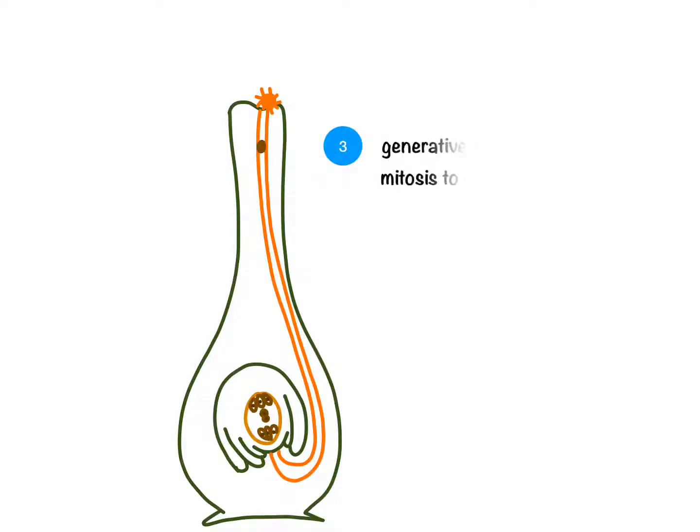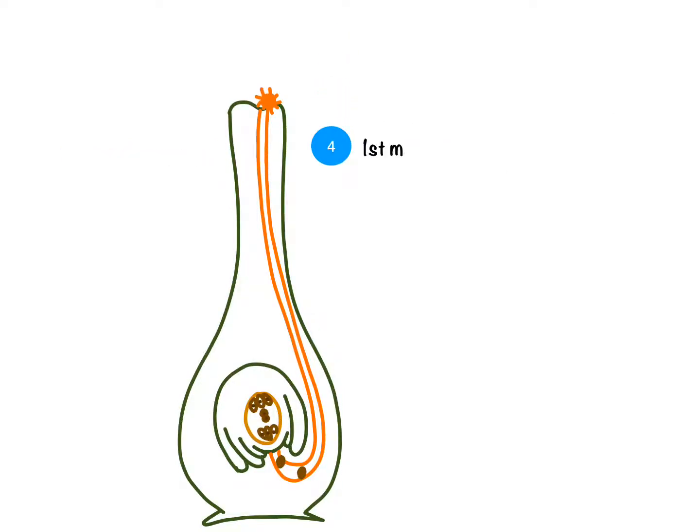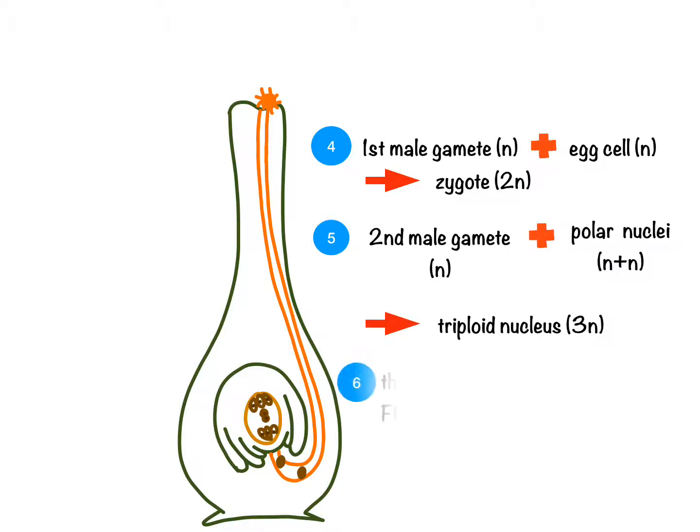Generative nucleus will divide by mitosis to form 2 male gametes. The first male gamete, N, will fertilize with the egg cell to form zygote 2N. And the second male gamete, N, will fertilize with the polar nuclei N plus N to form triploid nucleus 3N. The whole process is called double fertilization.